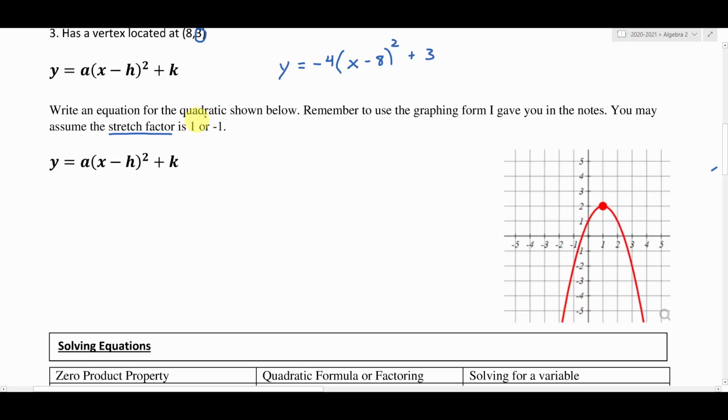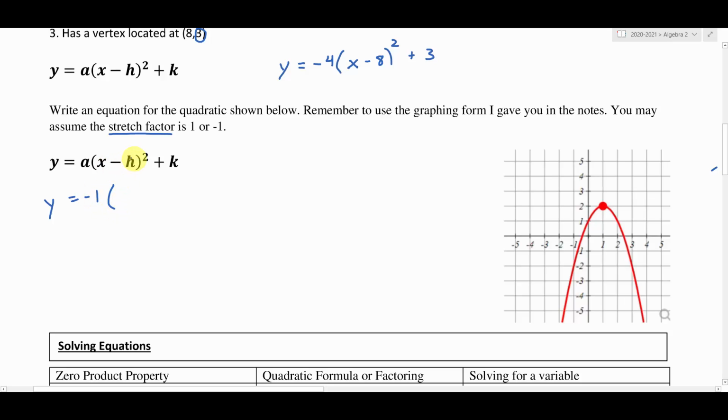To figure out which one of the 2 it's going to be, I look at my parabola and I notice that it opens downwards. If a parabola opens downwards, it's going to be a negative 1. If it were opening upwards, if it went off like this, it would be a positive 1. So I'm going to start writing my equation here. I've got y equals, and I'm going to put my negative 1 out front.